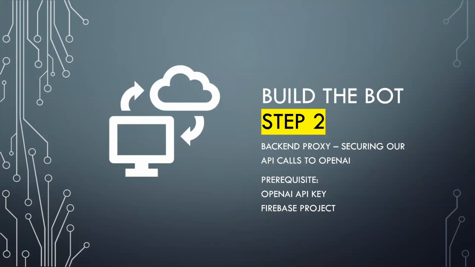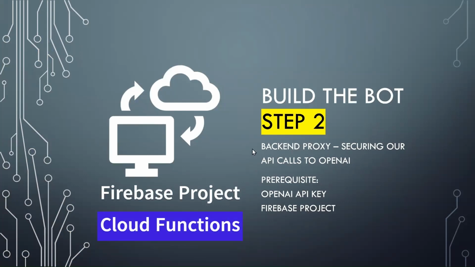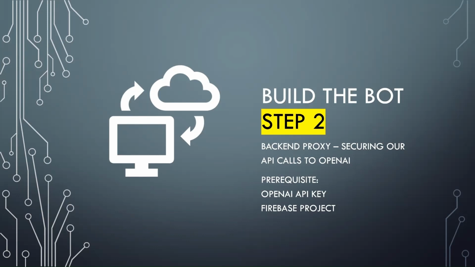And for this step, we're going to need an OpenAI API key for the AI model and a Firebase project for the backend proxy. And if you haven't done so already, please ask ChatGPT or Mr. Google. They're usually very good at those. So, first step, let's open up our console.